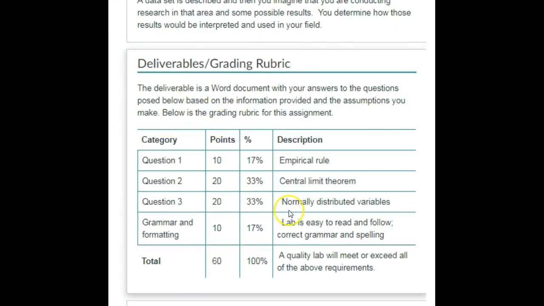Here at the top of the lab, you can see how you'll be graded on this lab and the breakdown of the score.